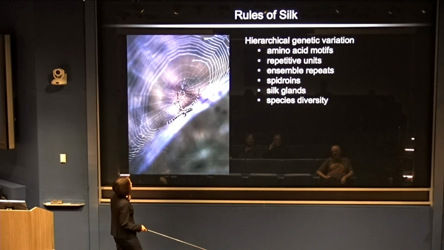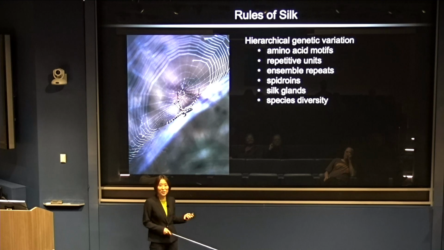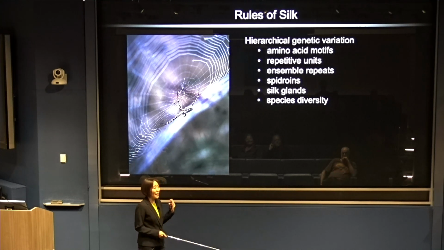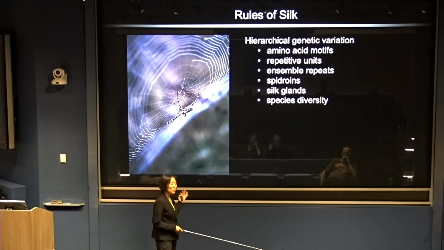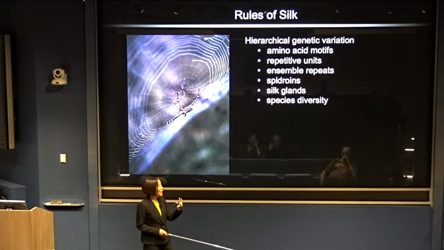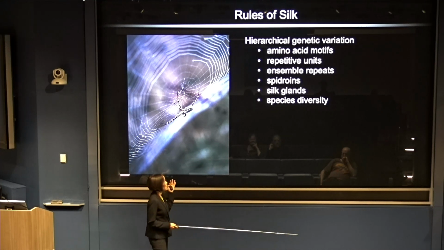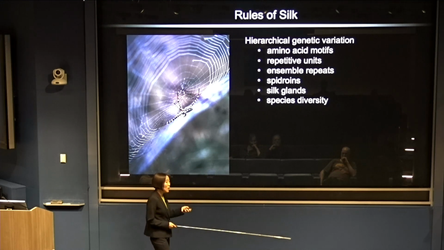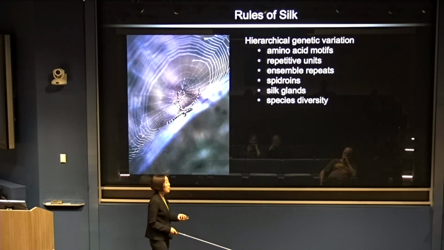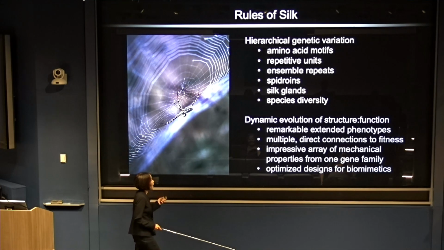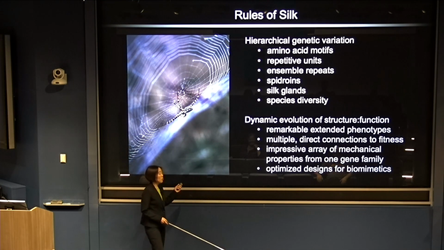And so just to sum up here, I'm just going to share with you my rules of silk. And so silk has hierarchical genetic variation. I think of this hierarchy of repeats at all levels, amino acid motifs. I have these repetitive units. The repetitive units can be combined into ensemble repeats, which even includes introns. We have a diversification of spidroins. We have diversification of silk glands. And we have this fabulous over 50,000 species diversity. And we have the dynamic evolution of structure-function relationships that you can see with looking at spidroins.